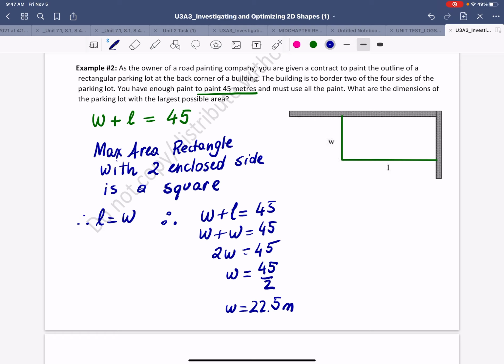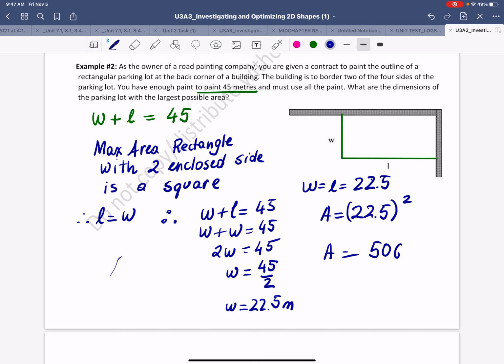So a length of 22.5 and width of 22.5 means that the area would be 22.5 times 22.5, or 22.5 squared. So area equals 22.5 to the power of 2, which is 506.25 meters squared. This is the maximum possible area that we can enclose.